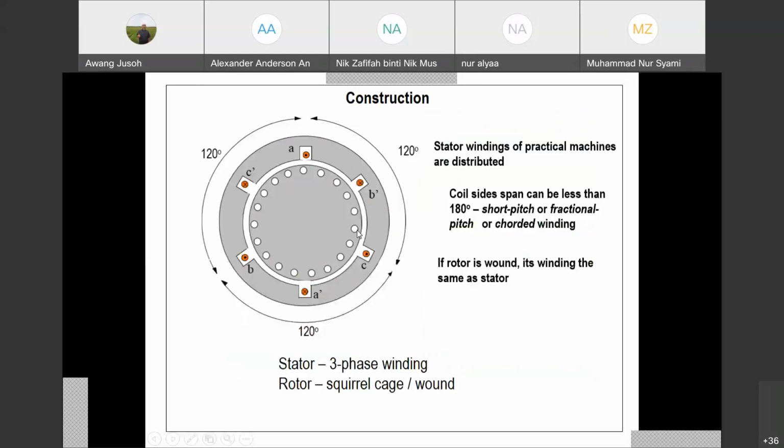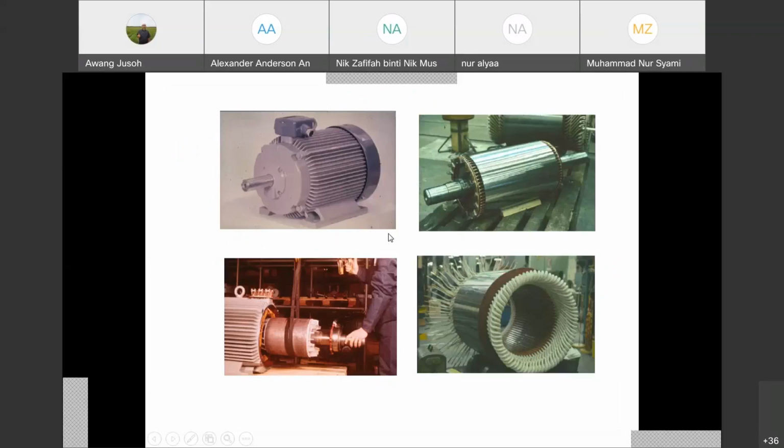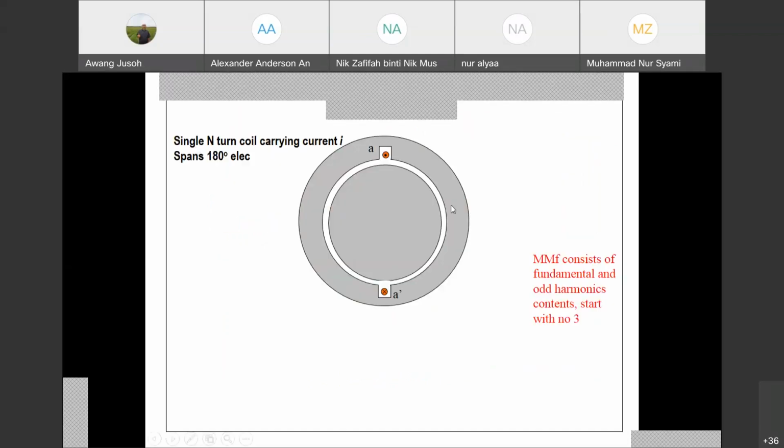Okay, this one is the same thing as just now. I don't want to repeat. Now we want to find what the flux produced by the machine looks like. We focus on phase A, for example. Phase A has A and A bar. It's a single coil, and the single coil carries current I with a 180 degree electrical span.